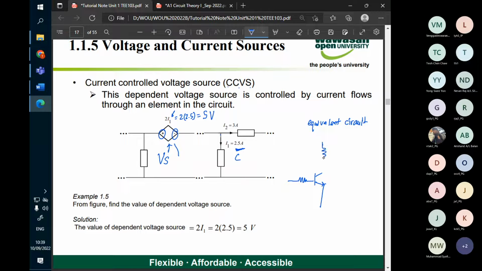Here is your transistor. Let's say you supply a certain current here, for example 1 ampere, 1 amp. And then there's a voltage here. You try to measure the voltage across RA, from this point to this point. And this is an example of the current control voltage source.